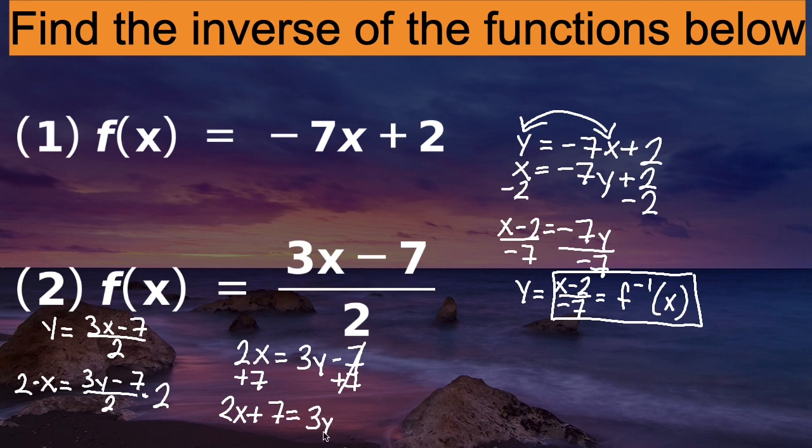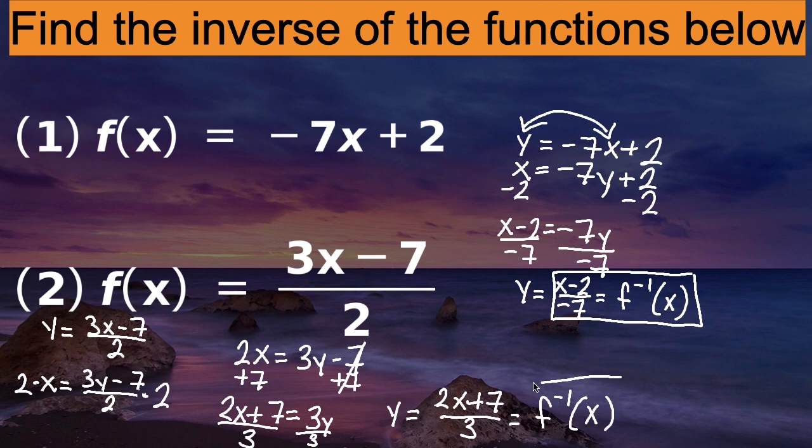And finally, the last step would be to divide by 3 on both sides, and we'll end up with y equals 2x plus 7 over 3. And this is also going to be our inverse function. So we will write f inverse of x, and then this will be the inverse for number 2.